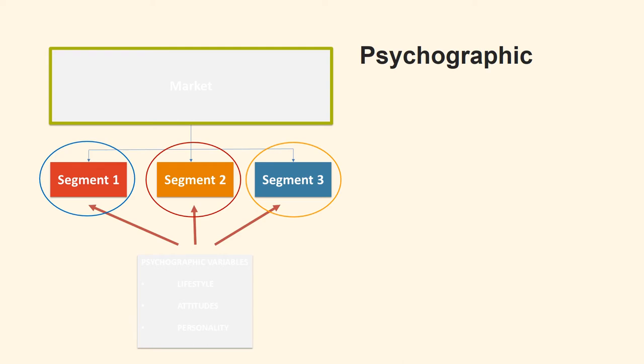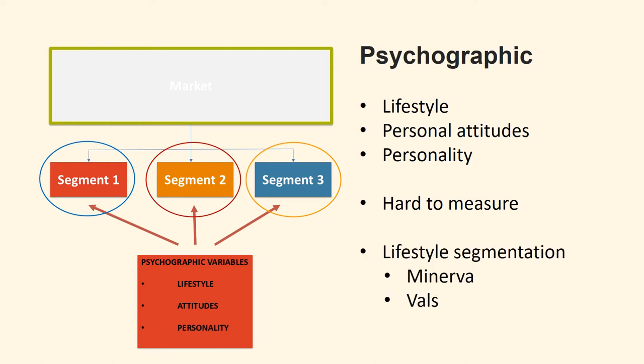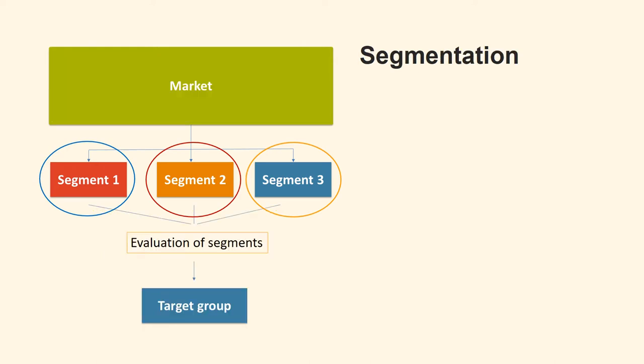The last of the three main categories is psychographic. Psychographic variables are segmentation of the customer's lifestyle, personal attitudes, and personality. These variables are hard to measure. We often use lifestyle segmentation models for these variables, for instance, the Minerva or the Vowels model. We have now reviewed the three main categories in the segmentation process. In the following section, there is a review of segmentation itself.